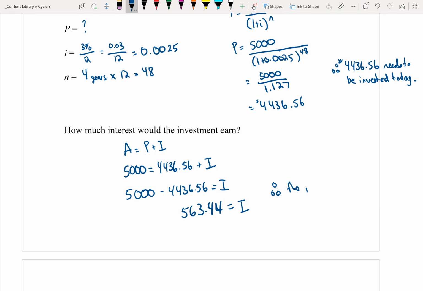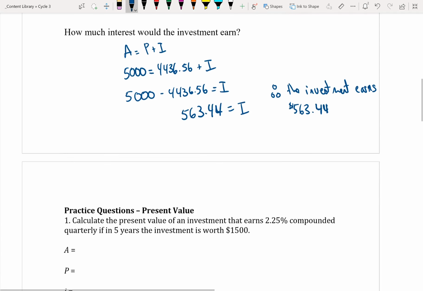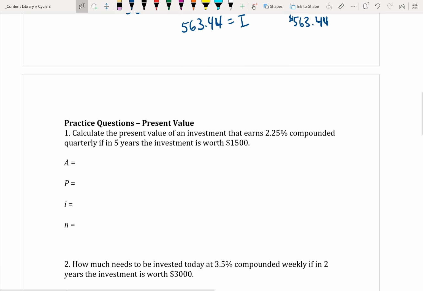Therefore, the investment earns $563.44 in the 4 years, compounded monthly at 3%. And that's how you use the present value formula. There are 4 practice questions. I'll go through the first one and leave you with 3 to do on your own.